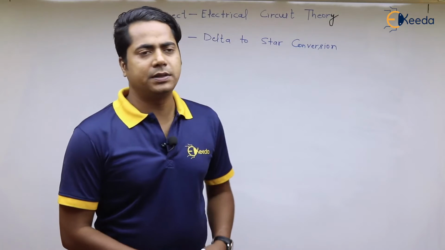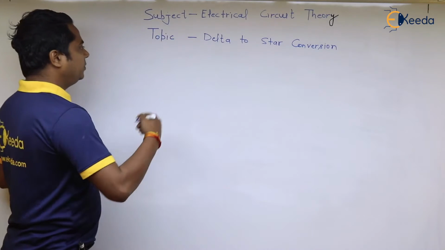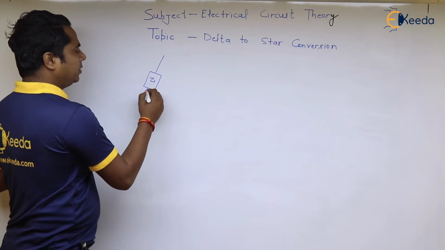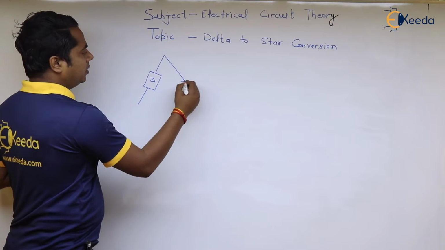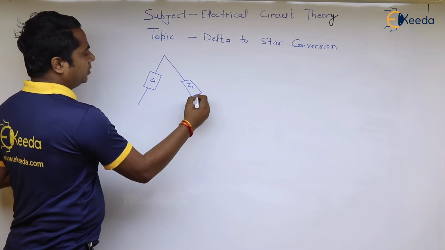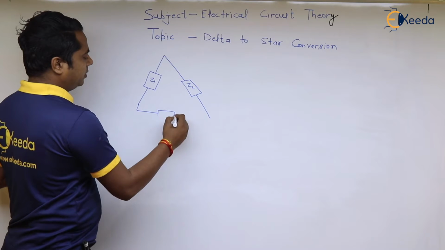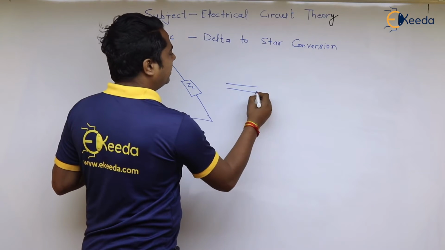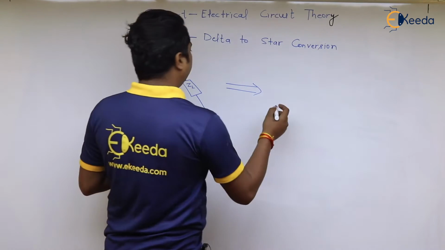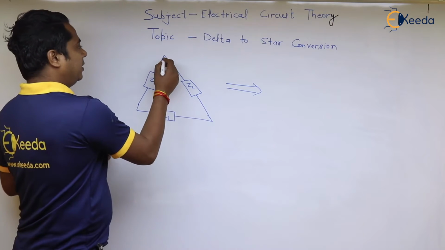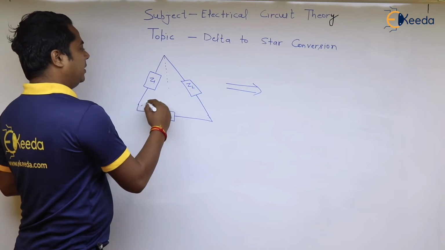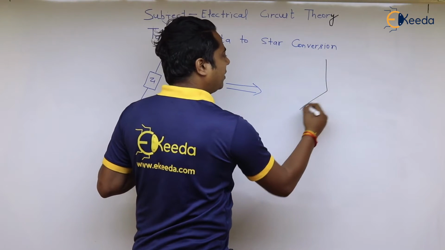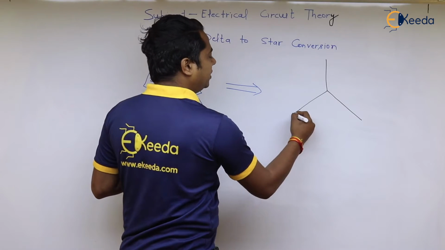Coming to the topic of delta to star conversion, let us assume we have three impedances Z1, Z2 and Z3, and we are converting this delta to star. Star means I'm making a star here with the help of this dotted line in the delta.